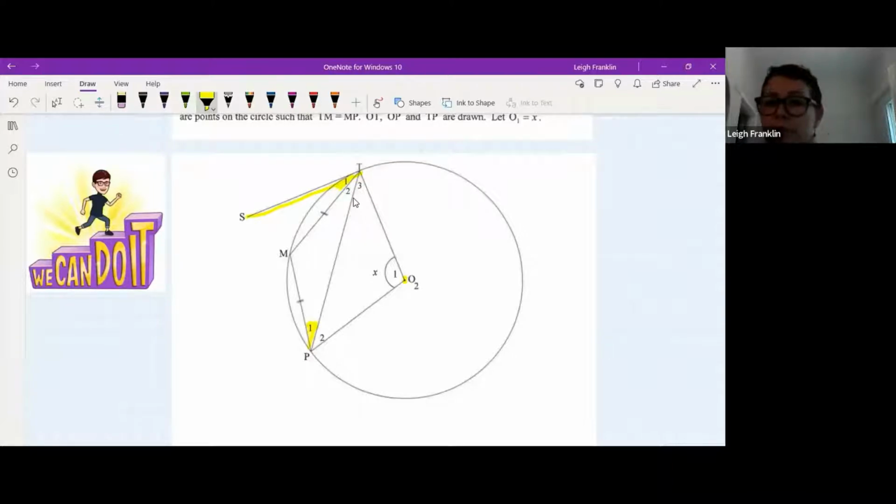I'm sorry, I didn't see who unmuted there. Who was talking? It was me, ma'am. It was you, Anza. Okay, go for it, Anza. So it's equal to T2 as well. What's the reason for that, Anza? Equal sides. Opposite. Okay, so angles of an isosceles triangle.